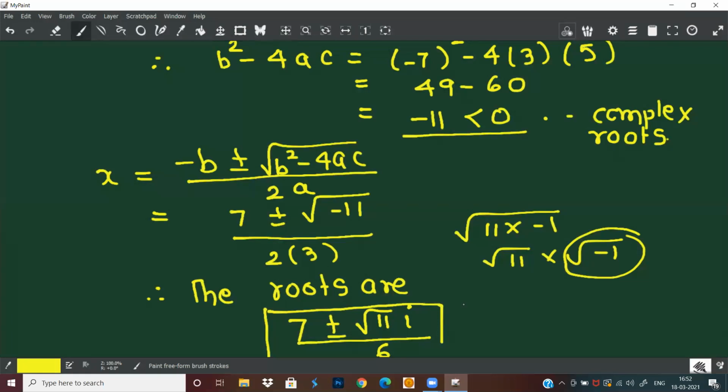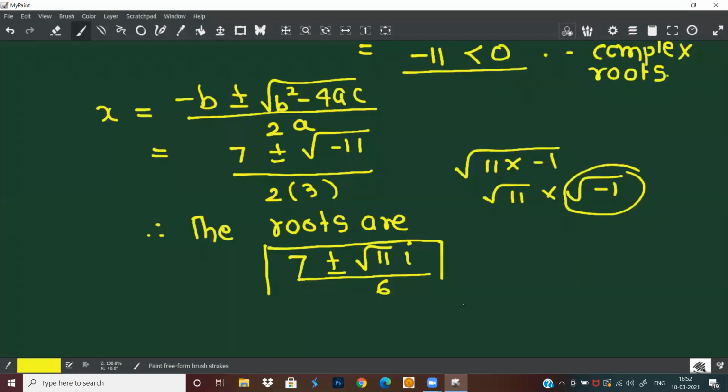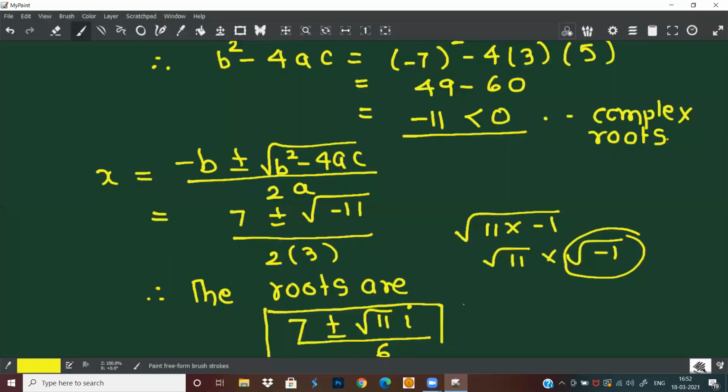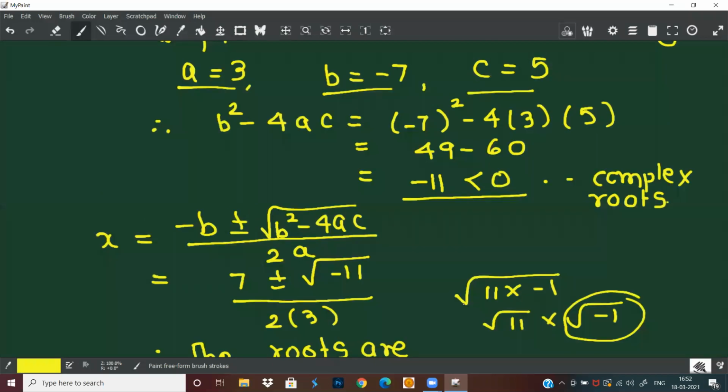Still scroll down. Nothing now. Shravani, could you see the entire sum, please? Who has written the answer as 7 plus 11i upon 6? Will you please check? It is square root of 11 times i. I have shown it here. It's not 11i. No problem, Pranav. You got the answer right? Great.